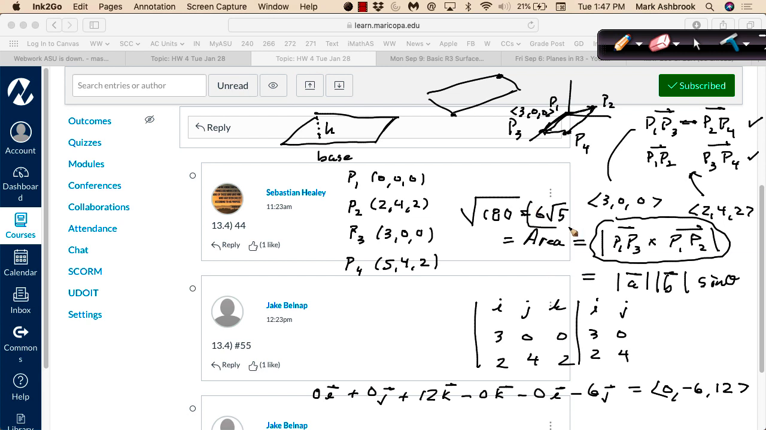Questions? I got a question. Please. So under the radical, P1, P3 times P1, P2, you have the magnitude of A, the magnitude of B, sine theta. Right, magnitude of A, magnitude of B, sine theta. Where did the sine theta go? Did you not use that equation at all? I did not use that.